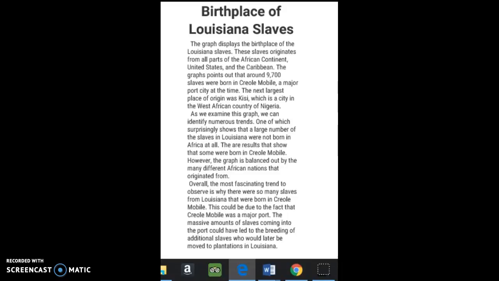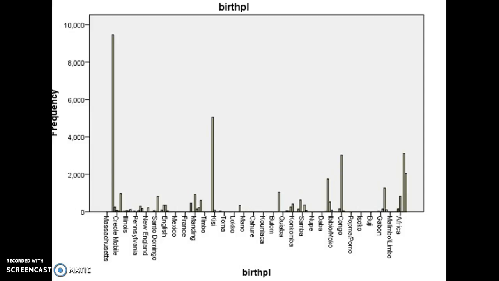The next variable I want to analyze is birthplace of the Louisiana slaves. So this graph shows the breakdown of the birthplace of the slaves that were within Louisiana, and we can see that a large population of those slaves were in Creole or were born in Creole Mobile. Now, Creole Mobile is a port city that sits on the Gulf of Mexico in Alabama.